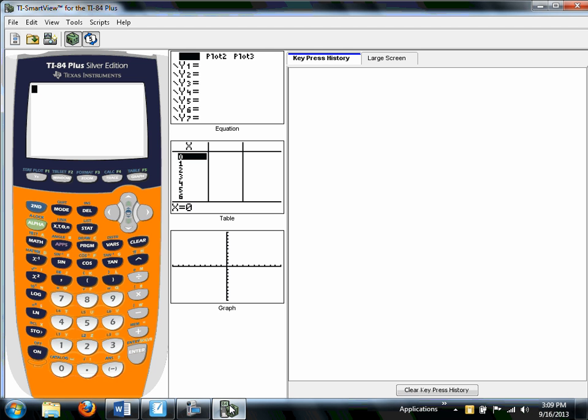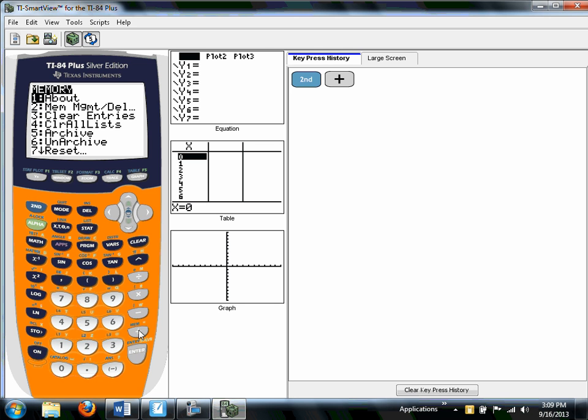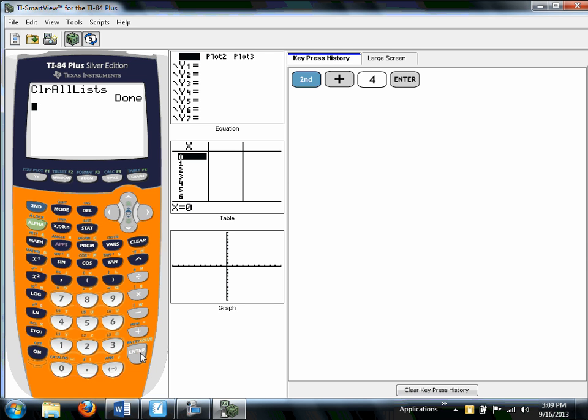To do this, I need to hit the second button, which is the blue button, the plus sign, and then option number 4 is clear all lists. And then I'll go back to my main menu. It says clear all lists, then I need to hit enter. And then it'll say done. So all my lists are cleared. Now we're ready to input our data values. To input my data values, I need to hit my stat button. My stat button is in the second row down, second row, third button over. I'm going to hit stat, and I want to edit.